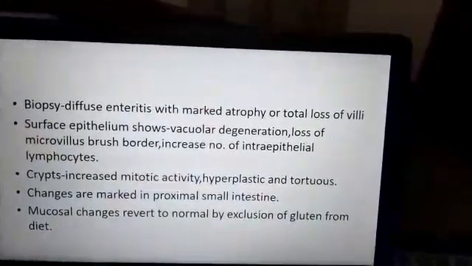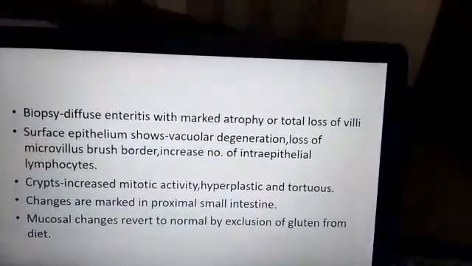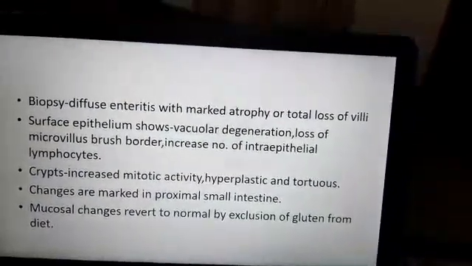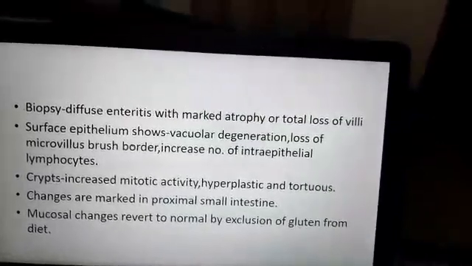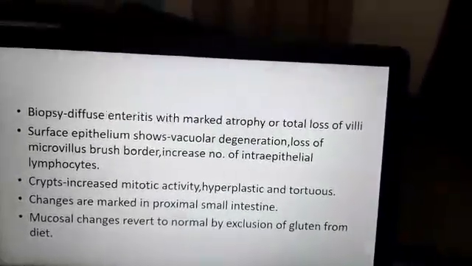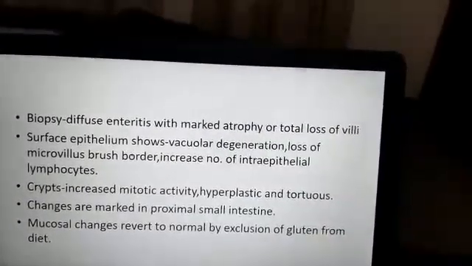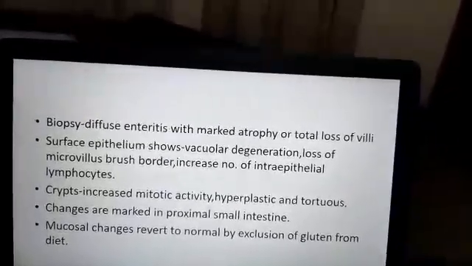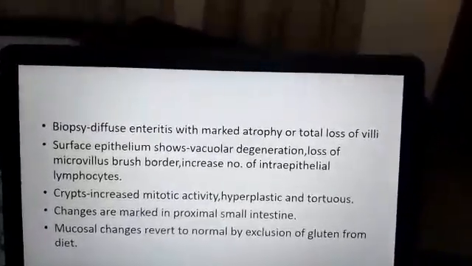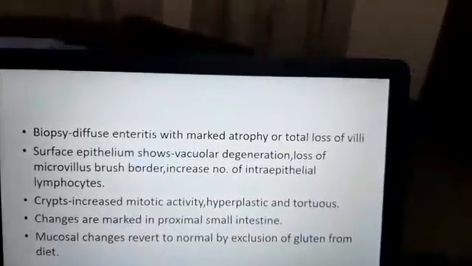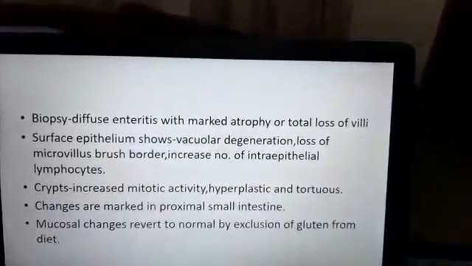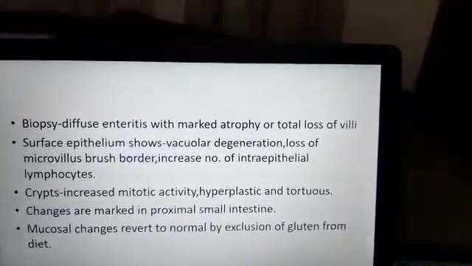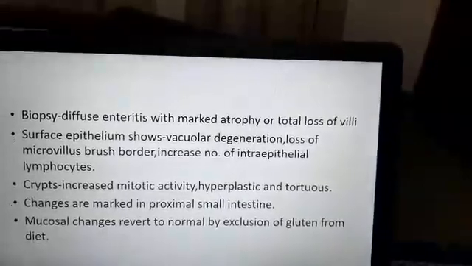Biopsy will show diffuse enteritis, inflammation of the intestine with marked atrophy or total loss of villi. The surface epithelium will show vacuolar degeneration, loss of microvillus brush border and increased number of intraepithelial lymphocytes.